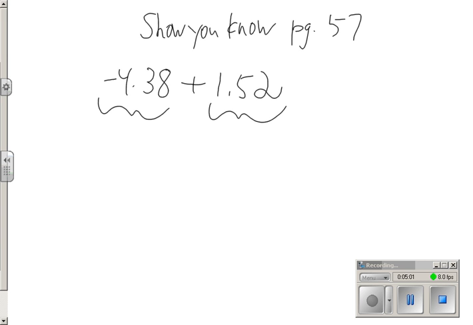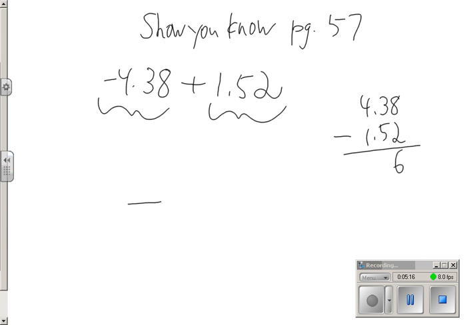positive. So the question is, what do I have more of, positive or negatives? And the answer is I have more negatives. So my answer will be negative. And how do I figure out how many more I have? Well, I have to actually figure out the difference between the two, and that will tell me how many more negatives I have than positives.